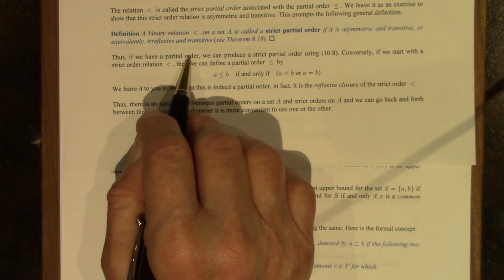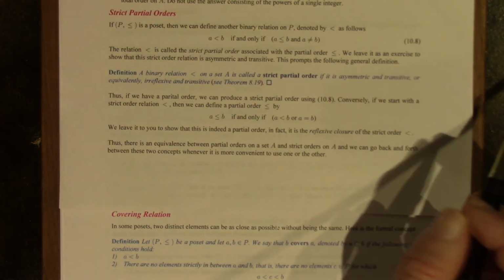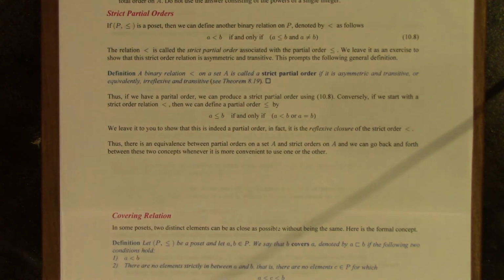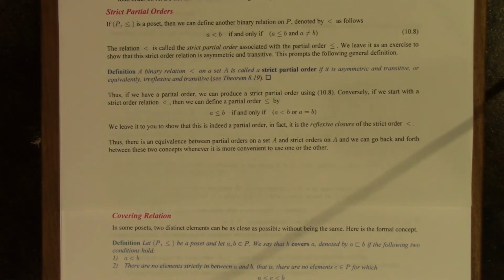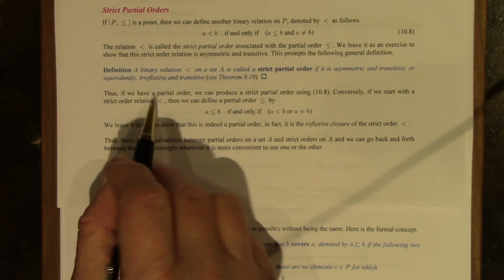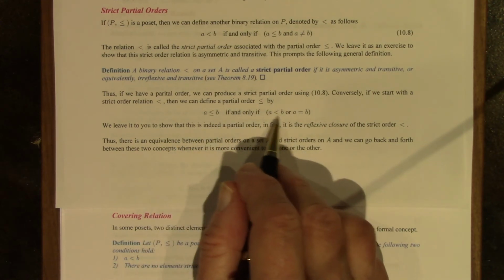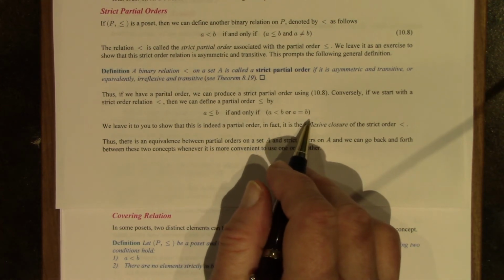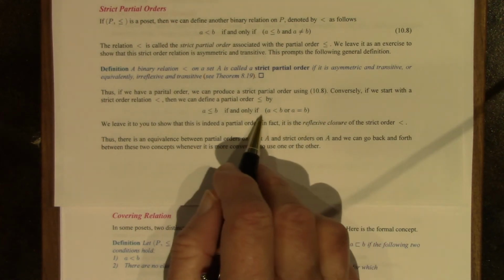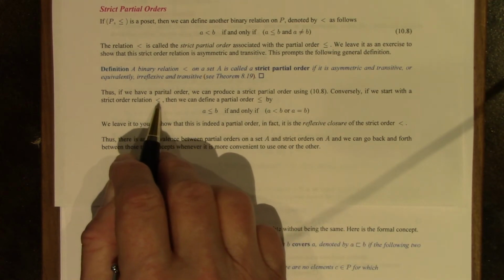So if we have a partial order, we can produce a strict partial order, as we did up here. Conversely, if we start with a strict order relation, so that means we're presented with an asymmetric transitive binary relation denoted with this, then we can define a non-strict, if you want, partial order by putting back equality. So A is less than or equal to B if and only if A is less than B or A is equal to B. And this is a partial order, so you have to check that it's reflexive, antisymmetric, and transitive. But the fact is that we've already looked at this. This is the definition of the reflexive closure of the original order.